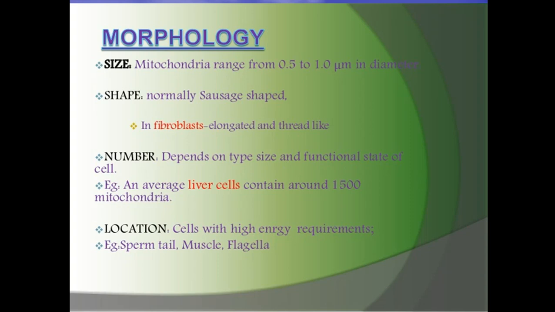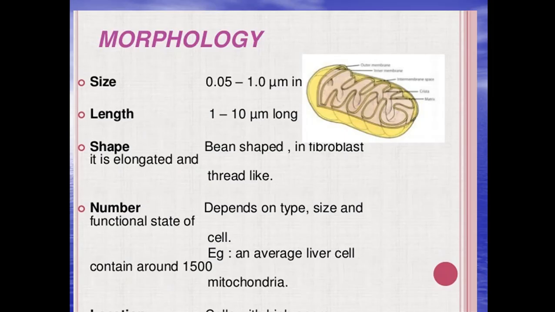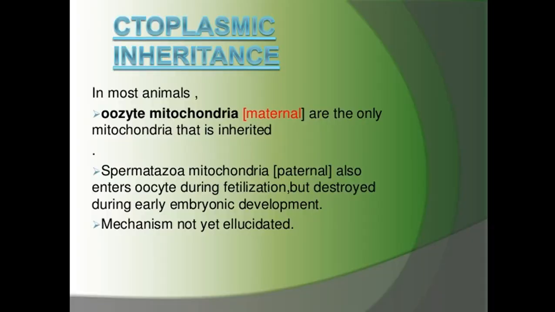One thing I can say is that they are more in number in the cells with high energy requirements. For example, in sperm cells, muscles, or in flagella, you can see more mitochondria. In others, the number will be less. Bean shaped, or in fibroblasts, thread like.